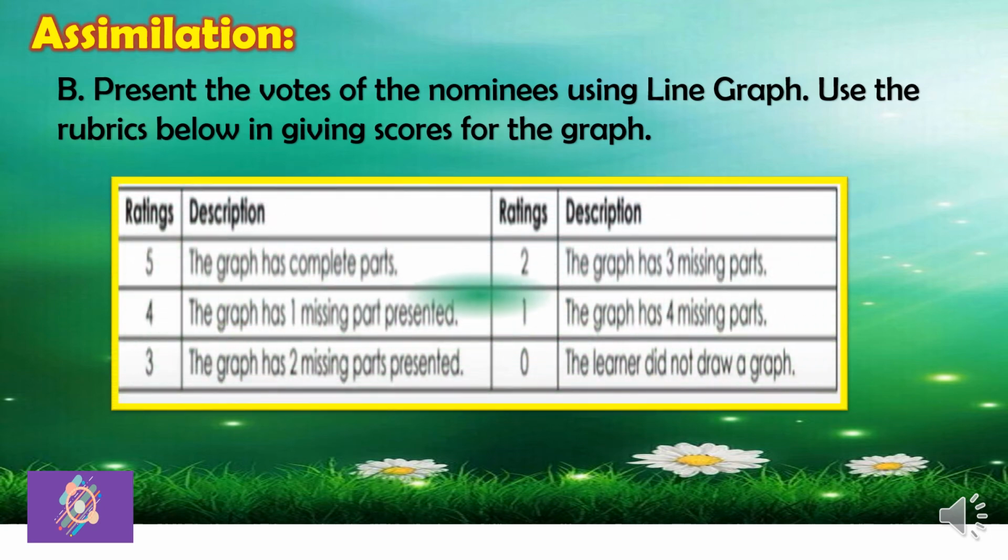So here is the rubric. We have the ratings and description. You will get 5 ratings if the graph has complete parts. You will get 4 ratings if the graph has one missing part. You will get 3 ratings if the graph has 2 missing parts, 2 ratings if the graph has 3 missing parts, and 1 rating if the graph has 4 missing parts, and 0 if the learner did not draw a graph.